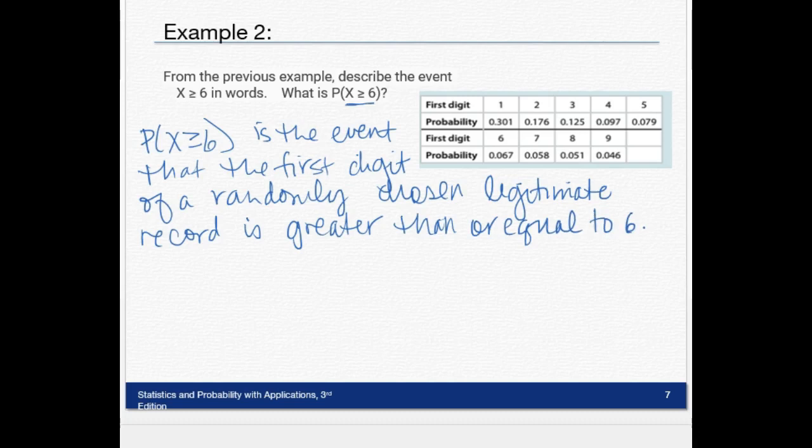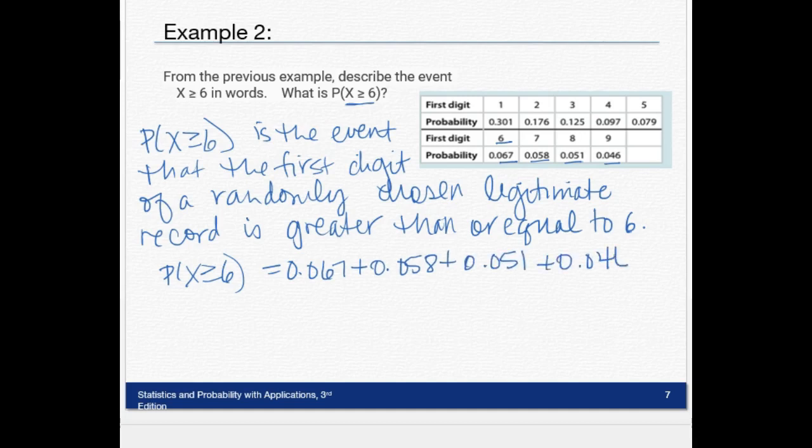Then it says, what is the probability that X is greater than or equal to 6? Well, I look at my table. I start with 6. It could be equal to 6. So I need to add up these four probabilities. I get 0.067 plus 0.058 plus 0.051 plus 0.046. And when I put those in my calculator, I get 0.22. And that's my answer. That's my probability. Just reading a table.